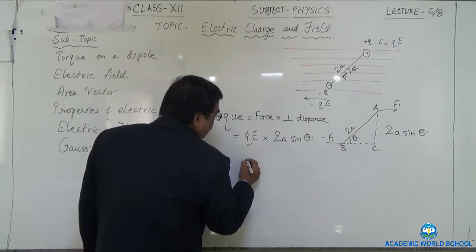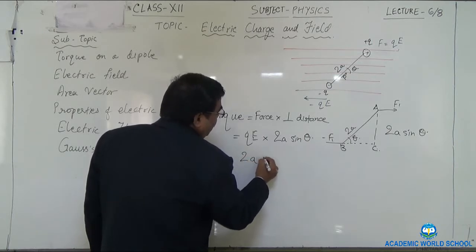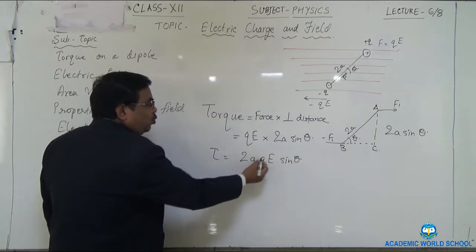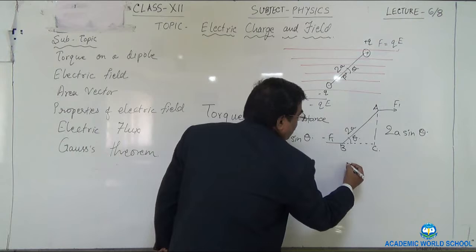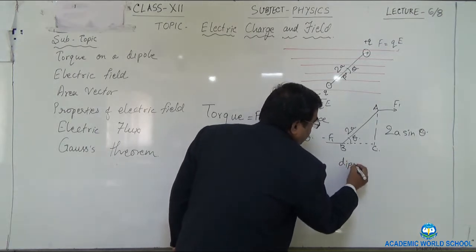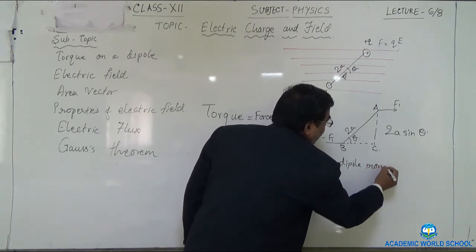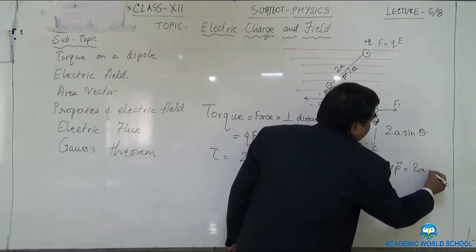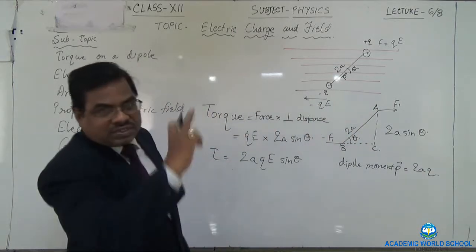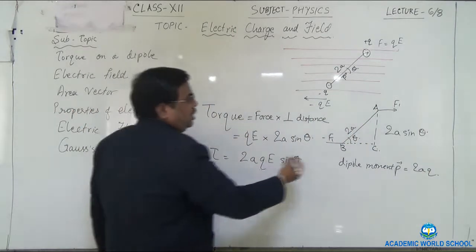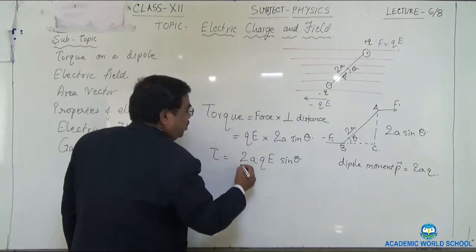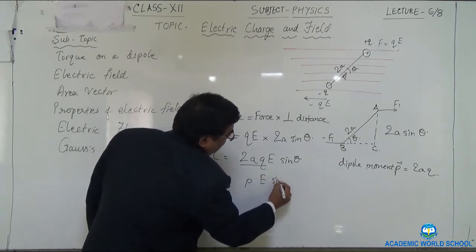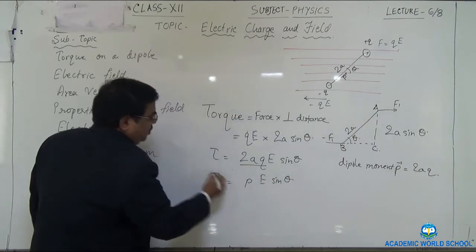Now you all know that 2aq can be written as the dipole moment. Dipole moment is p, which is equal to 2a into q, distance into charge. So in place of this I will substitute p. So torque is equal to p into E into sin theta.